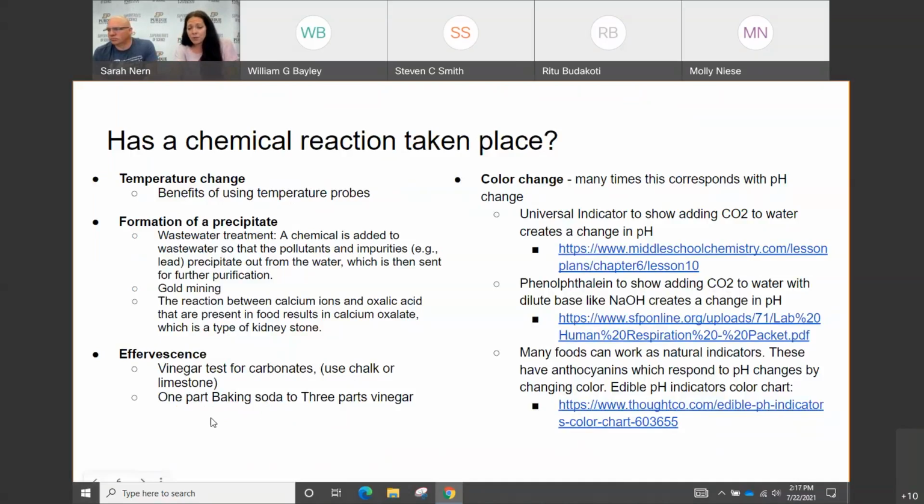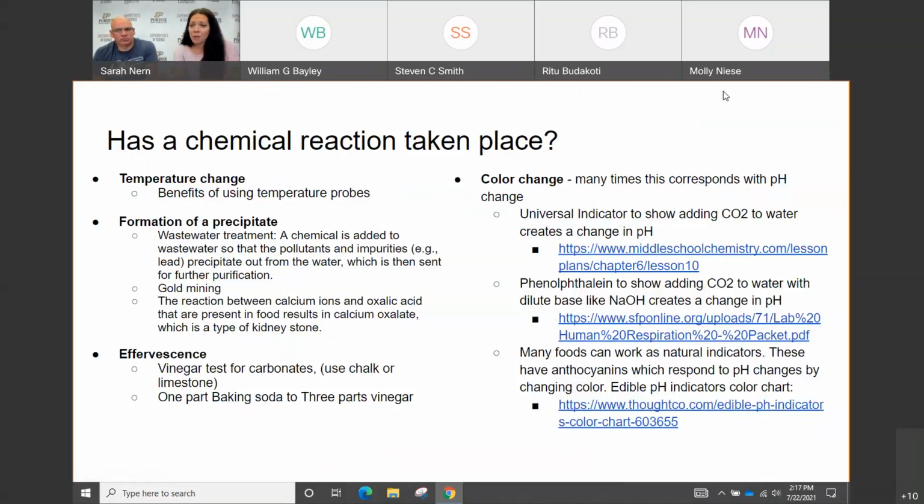I like to use 1 part baking soda to 3 parts vinegar for the vinegar and baking soda, whatever you want those parts to be. It kind of depends on how much room you have in your container and that sort of thing, but that tends to have a pretty good outcome, that 1 to 3 ratio there.